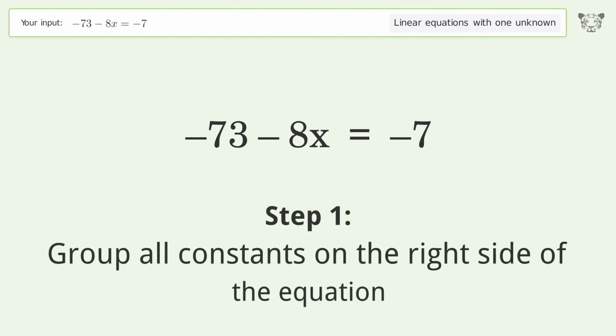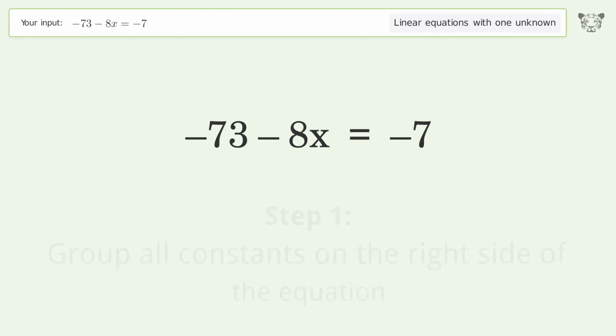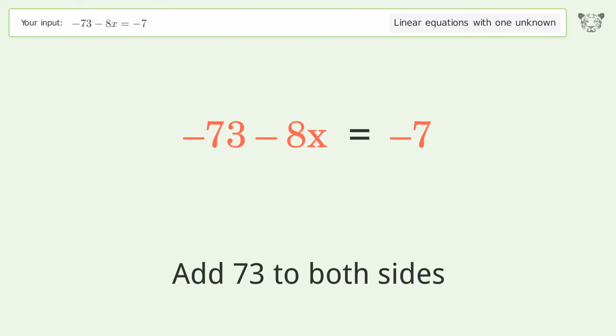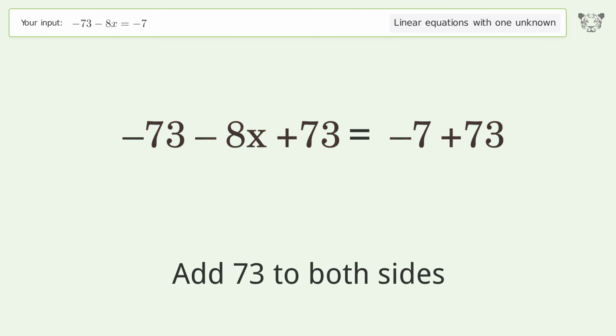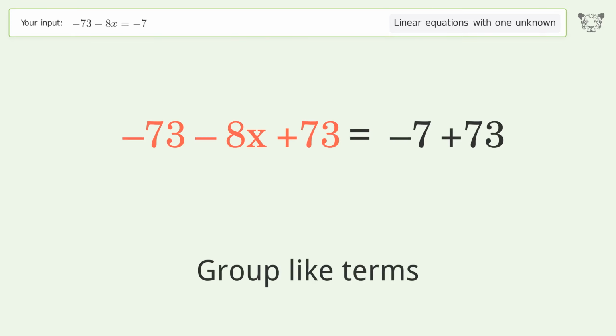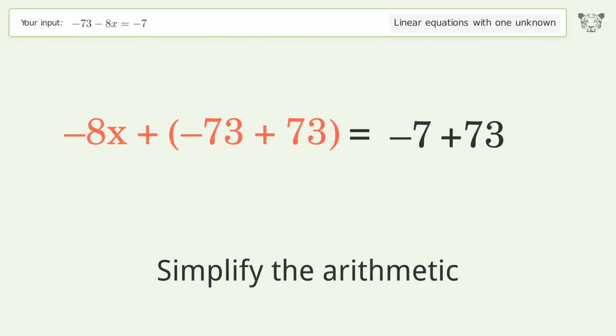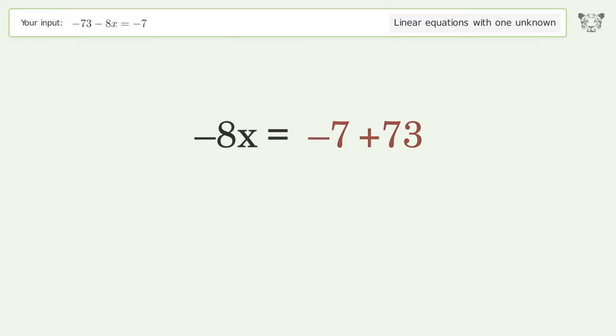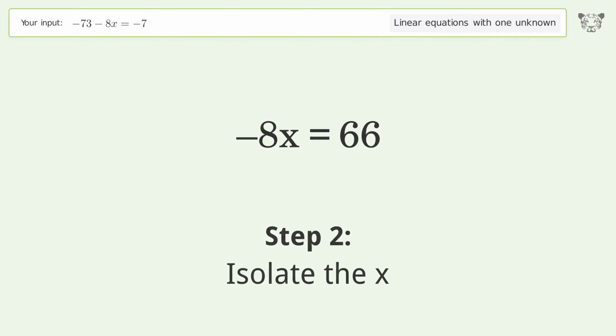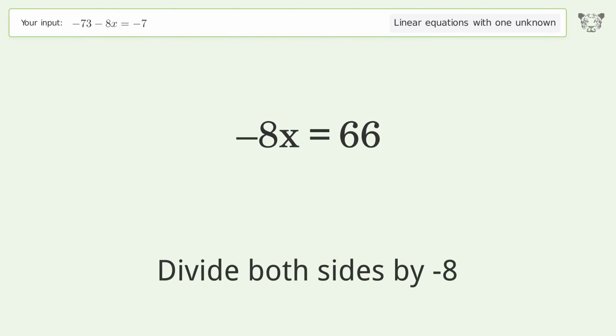Group all constants on the right side of the equation. Add 73 to both sides. Group like terms. Simplify the arithmetic. Isolate the x. Divide both sides by -8.